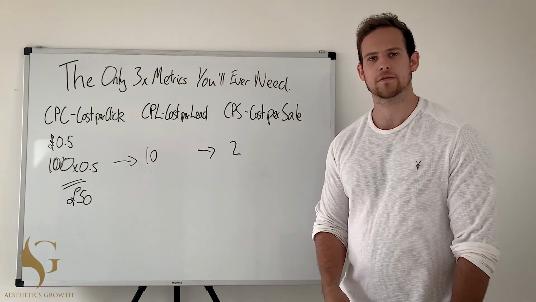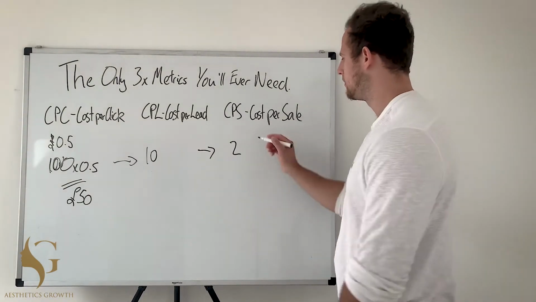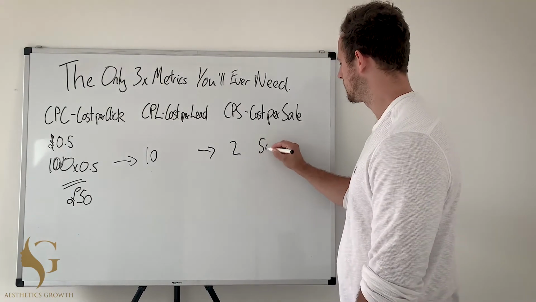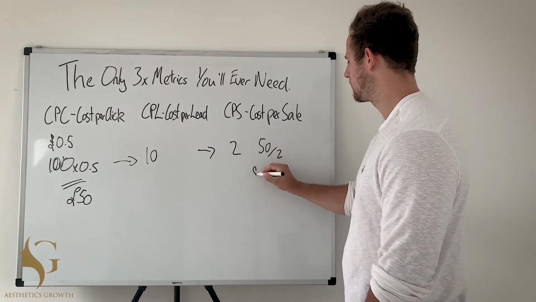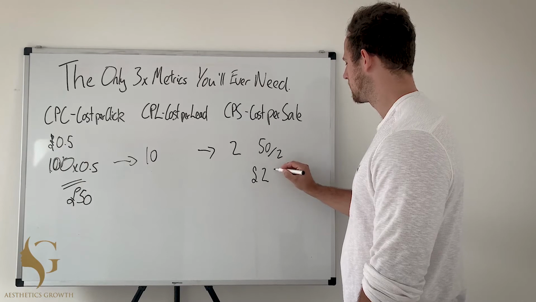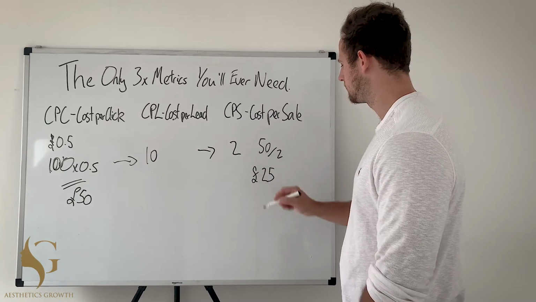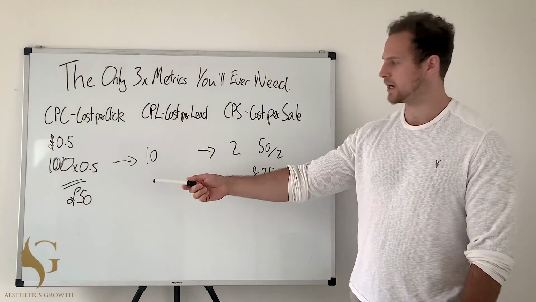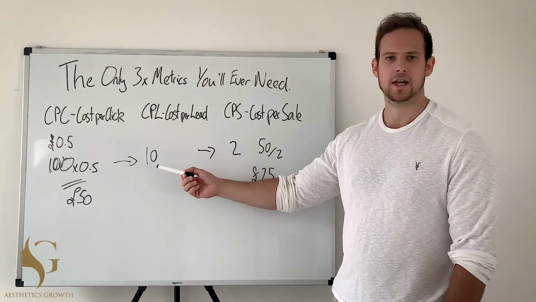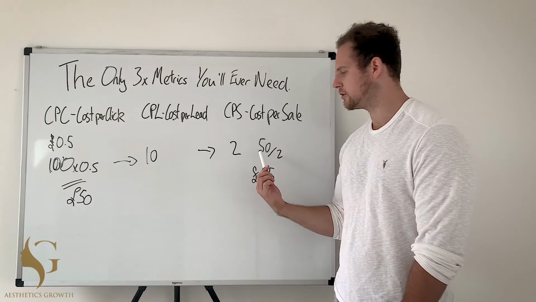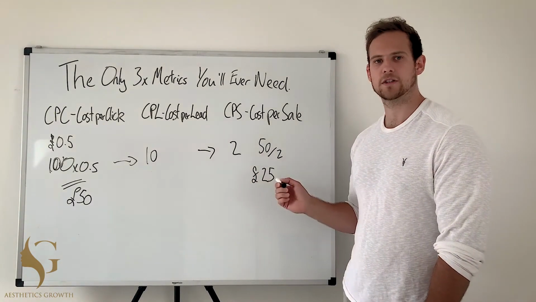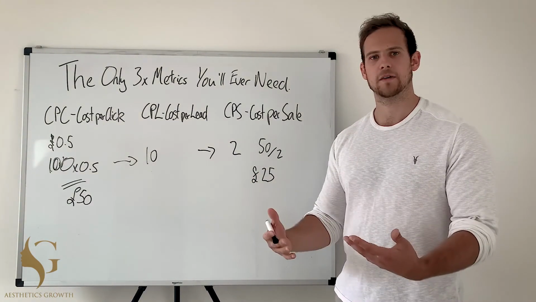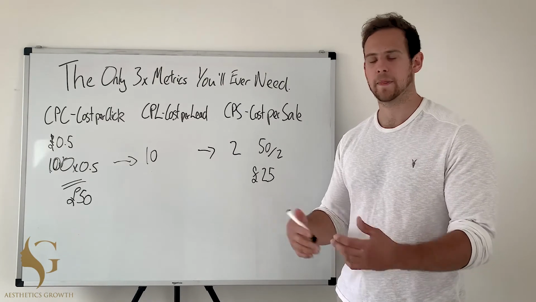Now, the calculation from this point is quite simple. It costs us £50 to get 100 clicks, which translate into 10 leads, which translate into 2 sales. 50 divided by 2, 25. £25 it's cost us to get a customer.